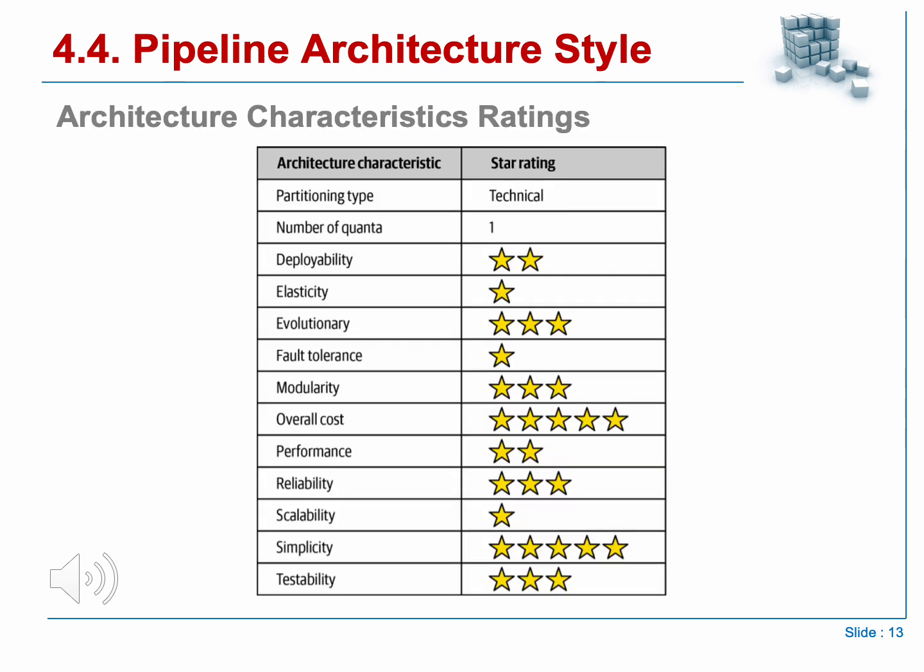Now let's consider architecture characteristics ratings. The pipeline architecture style is a technically partitioned architecture due to the partitioning of application logic into filter types: producer, tester, transformer, and consumer. Also, because the pipeline architecture is usually implemented as a monolithic deployment, the architectural quantum is always 1. Overall cost and simplicity combined with modularity are the primary strengths of the pipeline architecture style.